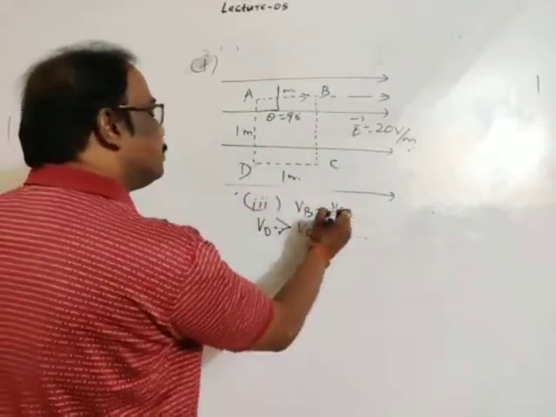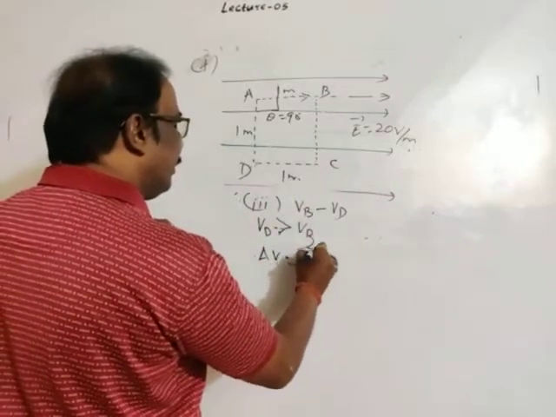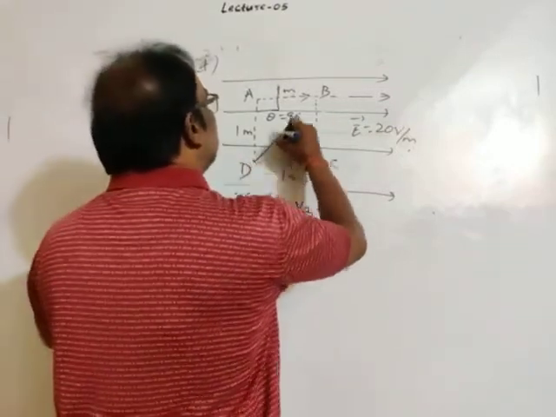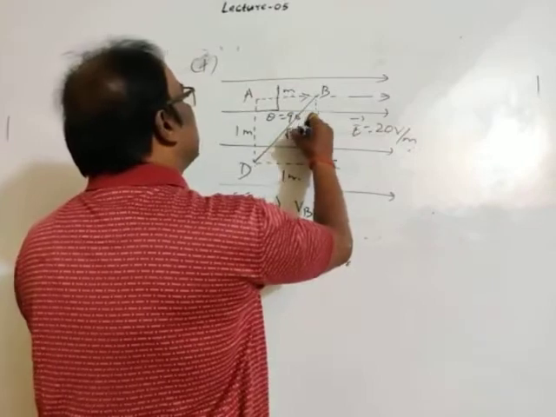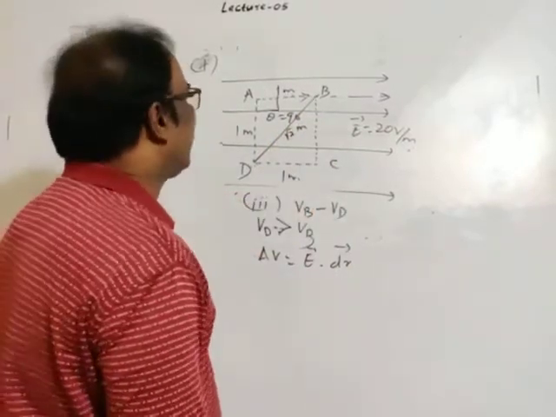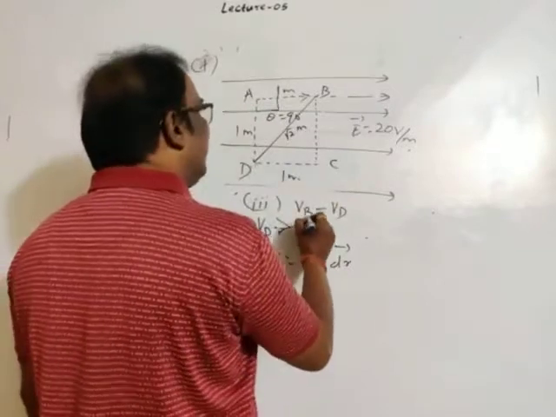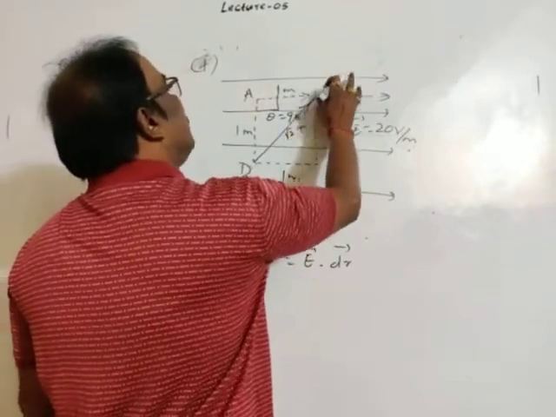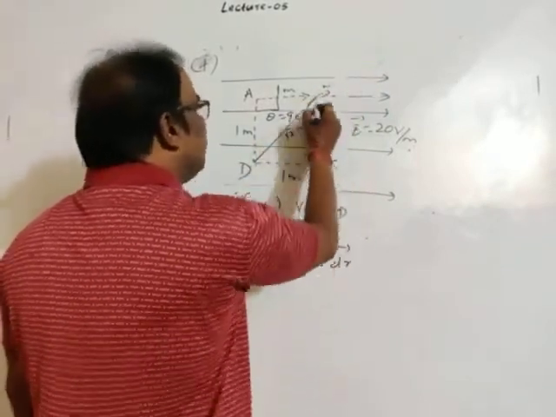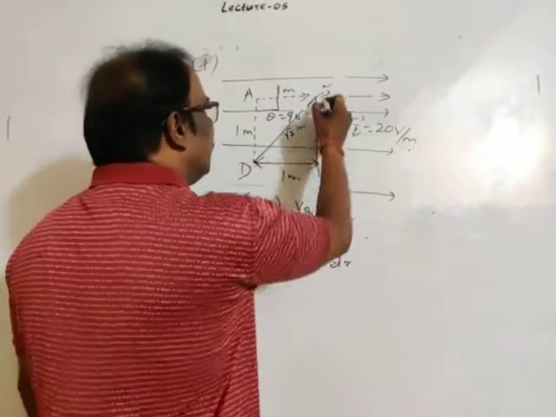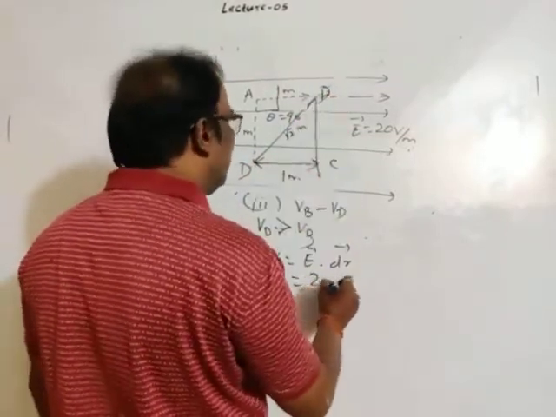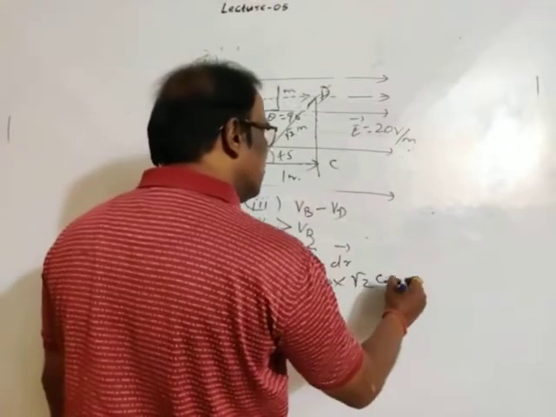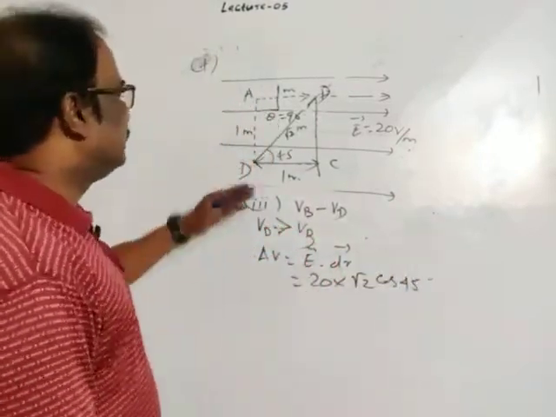So VB minus VD, let's take delta V, E dot delta R. If each side is 1 meter, then this diagonal is root 2 meter. So between B and D, you have to take the direction. This is root 2 meter, the resulting distance between B and D. The electric field is 20, the resulting distance is root 2, and this angle is 45, cos 45, as we have taken previously.